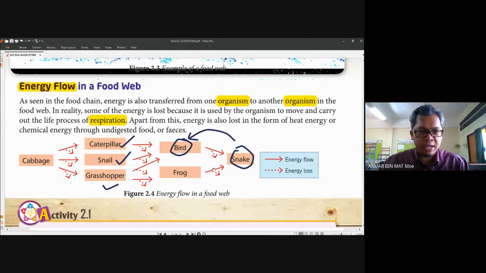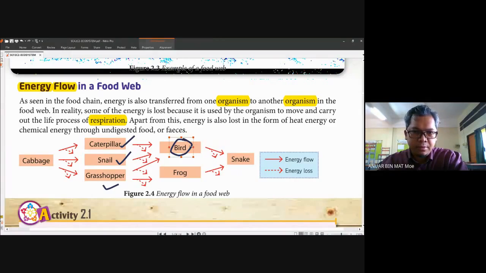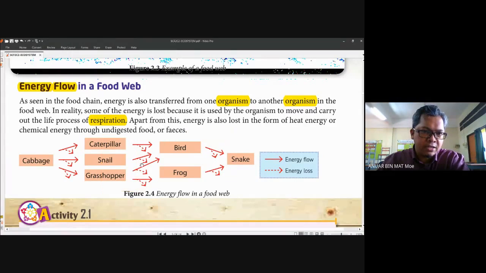Okay. But the question here is whether the energy quantity is the same or different throughout the whole food chain, the food web here. The amount of energy, same or different? Anybody? The amount of energy, same or different?